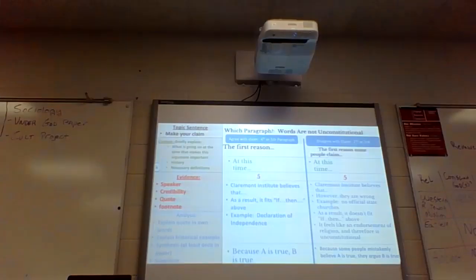How do I format this last sentence? Oh, the very last sentence? Yeah. Okay, well, the first question I have for you is, do you think the word should be relevant? Yes. Because some people mistakenly believe the words do not violate the Constitution, comma, they argue the word should not be.